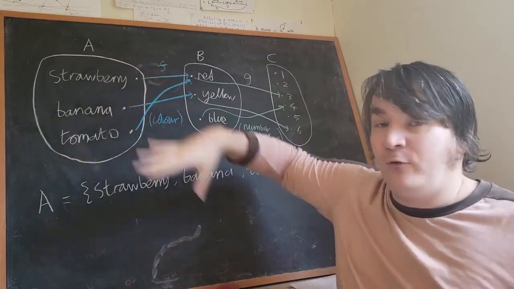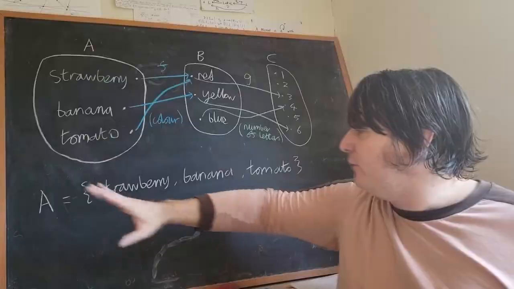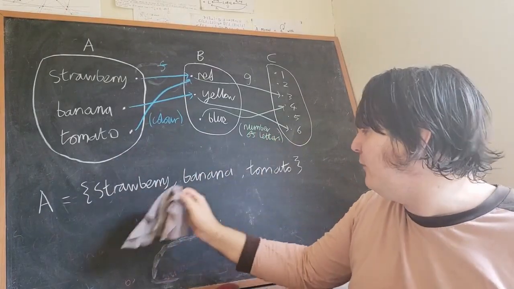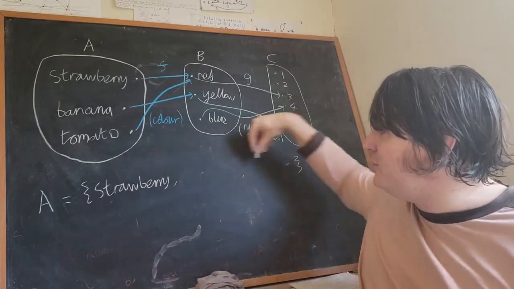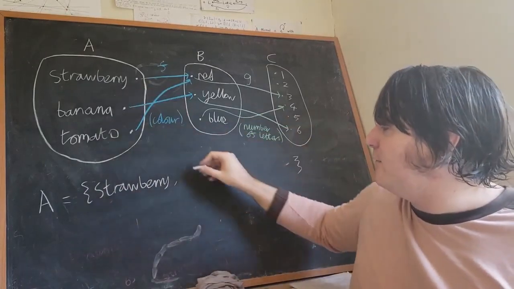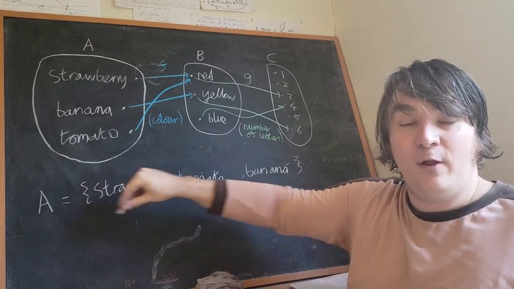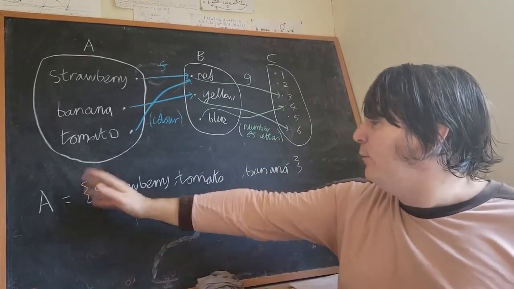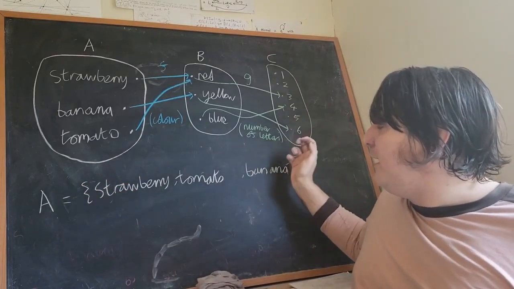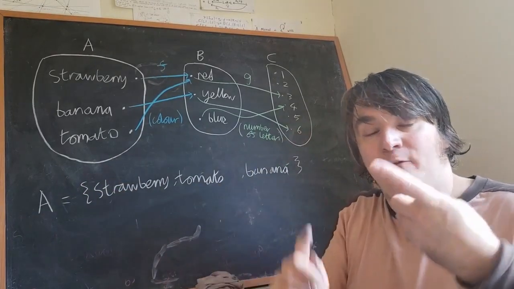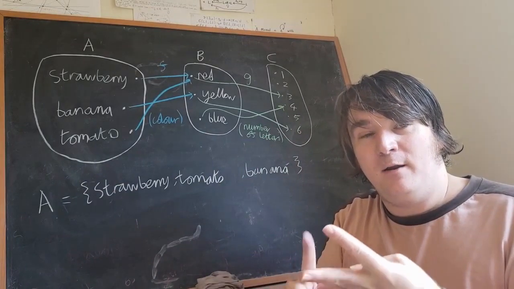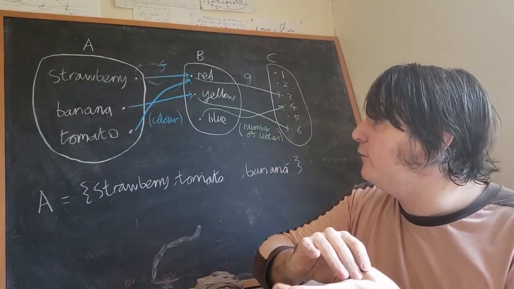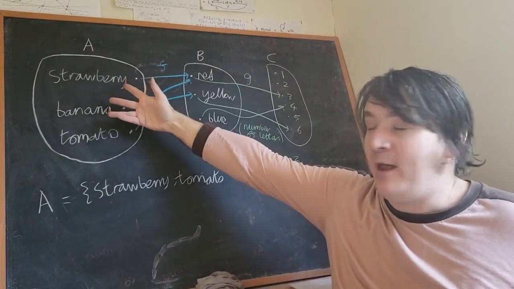The set really is just an unordered collection of things. So the order that we're writing these elements does not really matter. For example, we can interchange the banana and the tomato, and that is still the same set because the order doesn't matter. But we do require that these elements are distinct. So we wouldn't want a set that has strawberry, strawberry, banana, tomato, because that would have two copies of the same element. So this is the idea of a set.